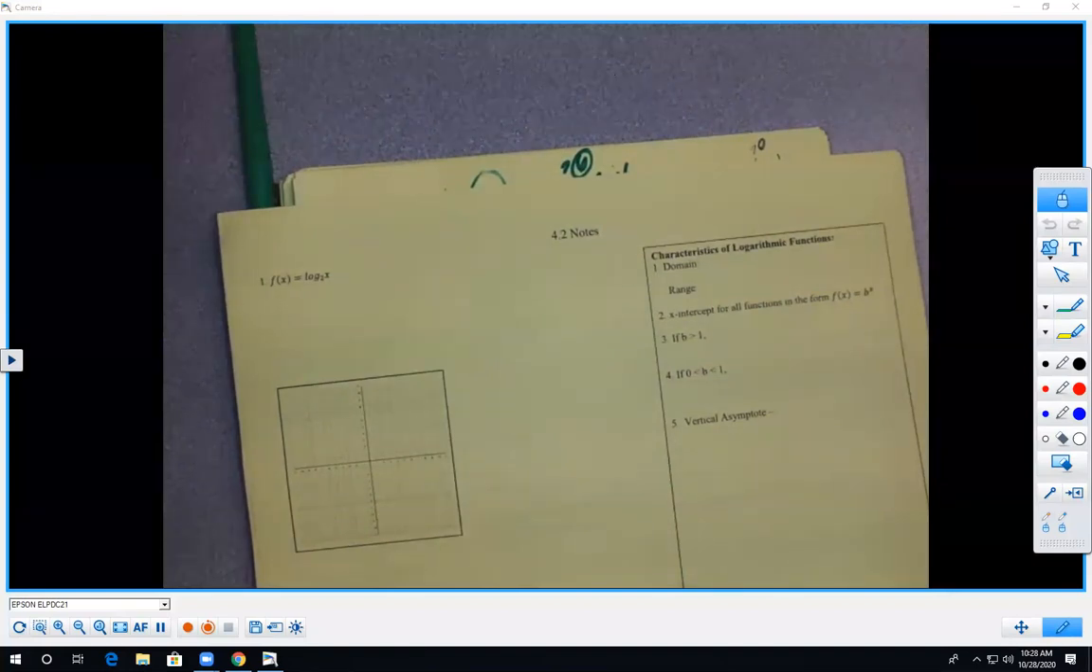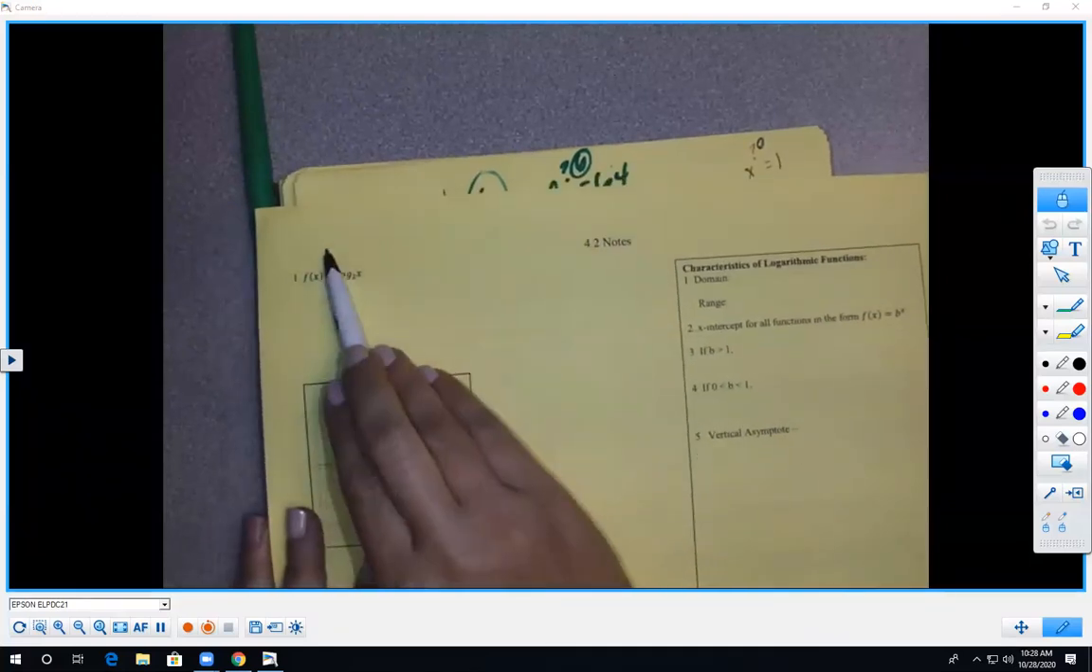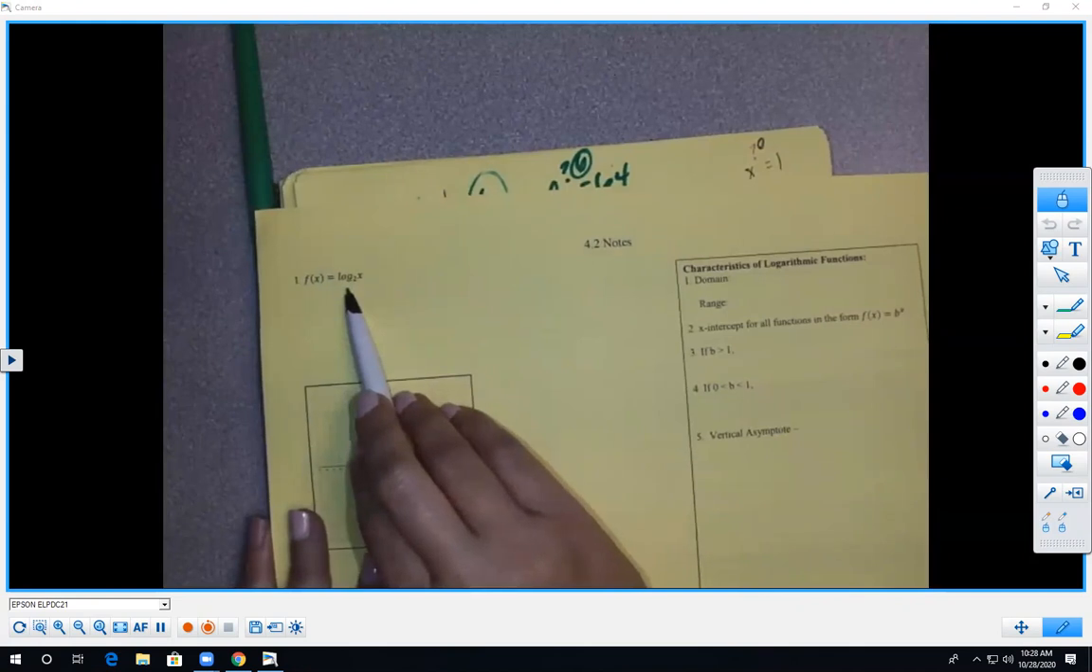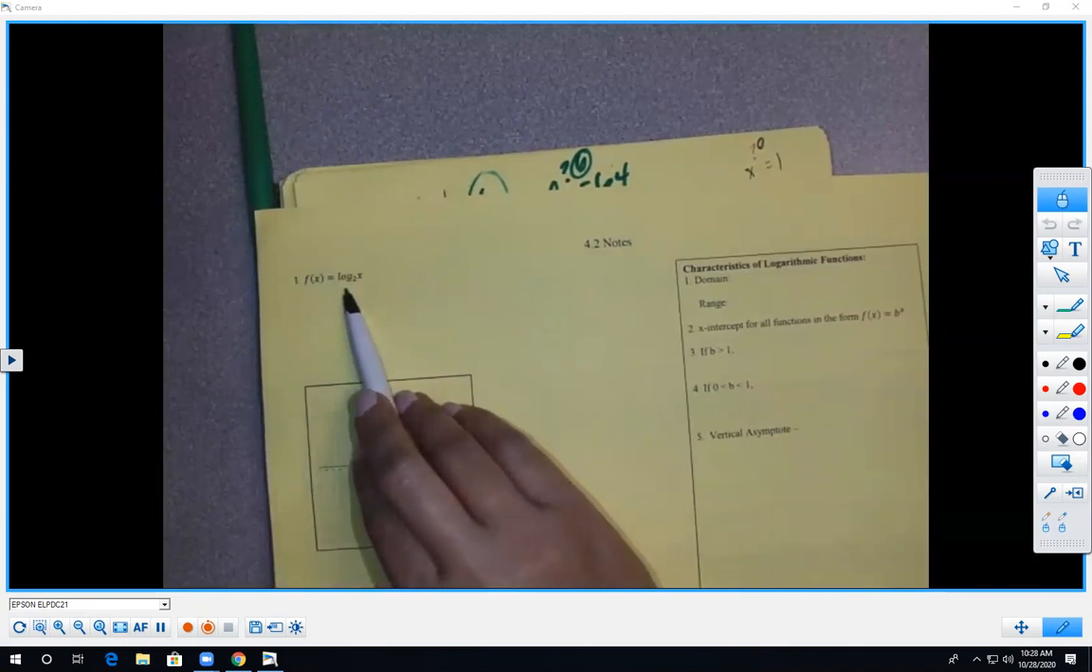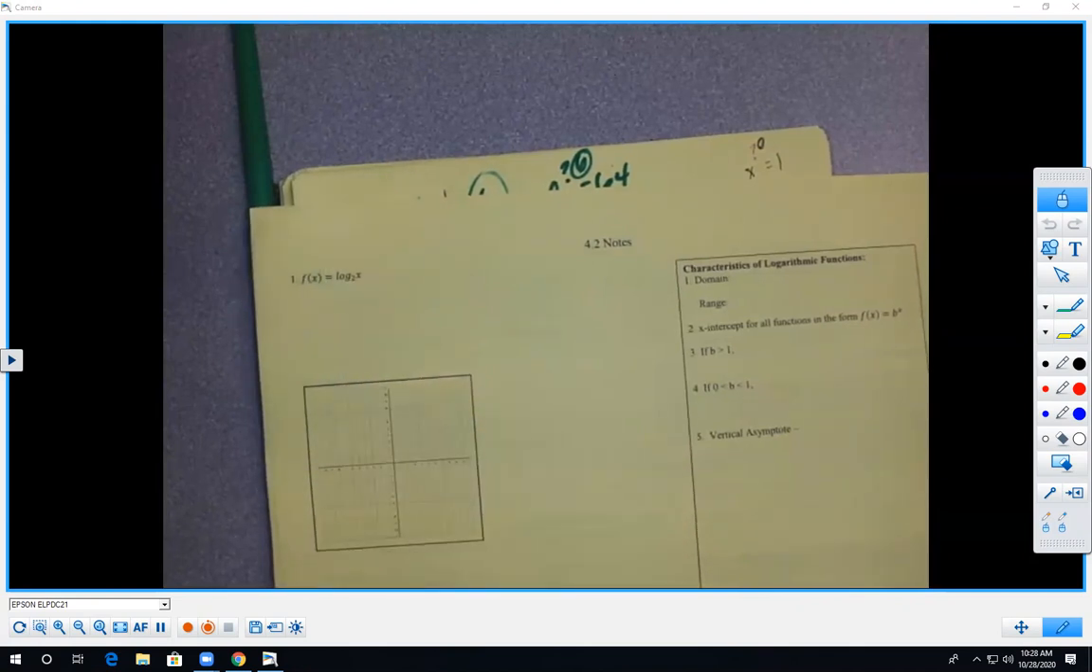Okay, so for logarithms, remember we talked about how if we're graphing this function right here, log base 2 of x, we can't really type in log base 2 of x on our calculator, because on our calculator, the log is base 10. And we'll talk more about that in just a minute. So it's kind of difficult to make a table of values and to graph logarithms.